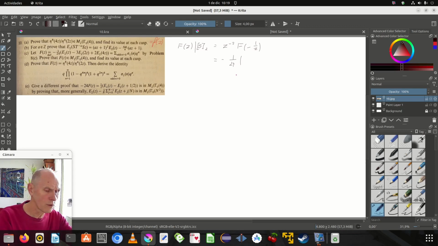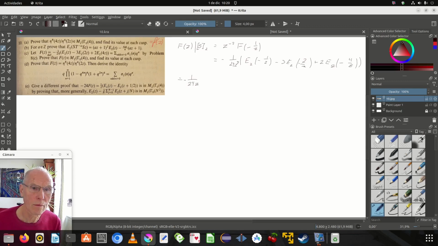I wonder if we can use anything in problem 9 for this. No, nothing in problem 8. And we must use the transformation formula. So z squared we already have here, so we'll delete that from the outside. And then we need the transformation formula for E.